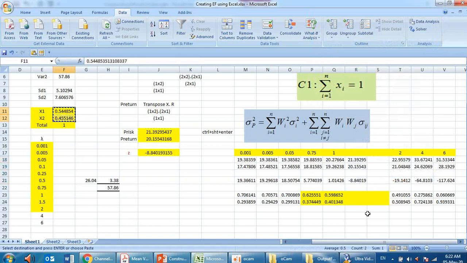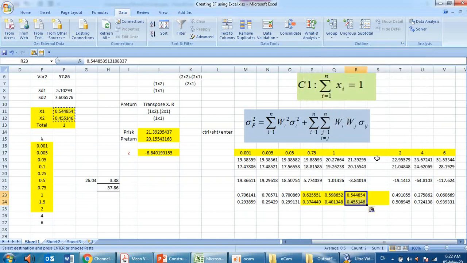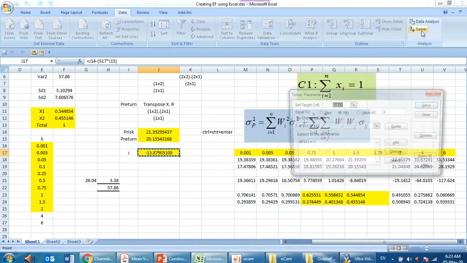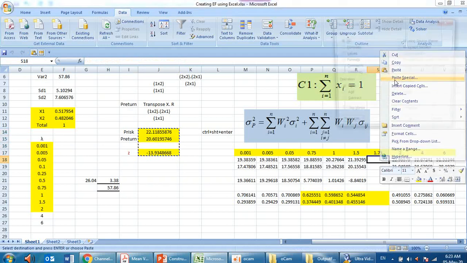And the weights over here, you can make an observation also. 1.5 and 1.75. The last is 1.75. I'm taking from here. Okay. All constraints met. Good.